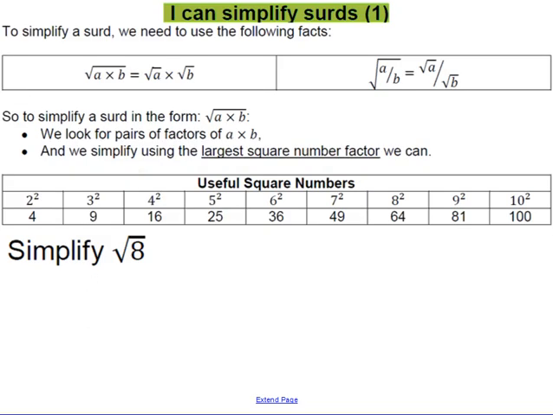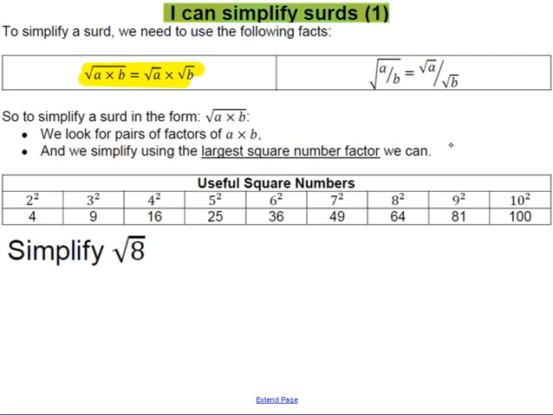To begin with, we have two rules or facts that we use when simplifying Surds. What we're going to focus on in this video is this type of Surd. And that fact says that the square root of any number, a times b, is exactly the same as the square root of a times the square root of b. And we use that to simplify Surds in a kind of two-step process.